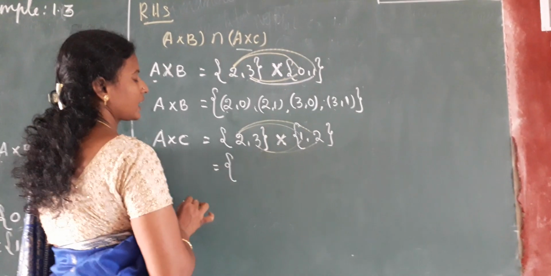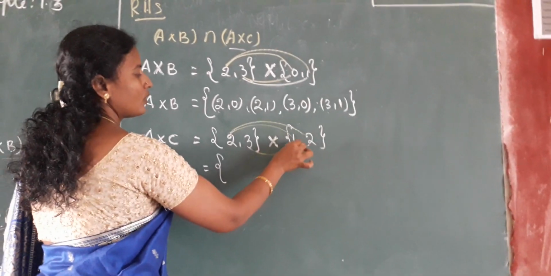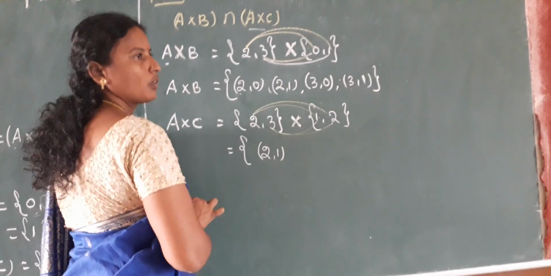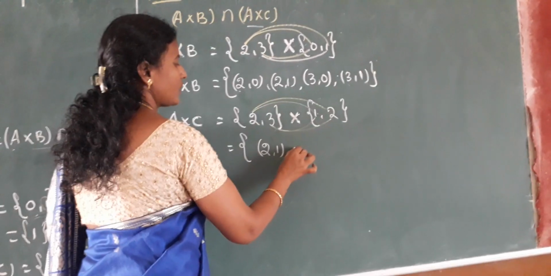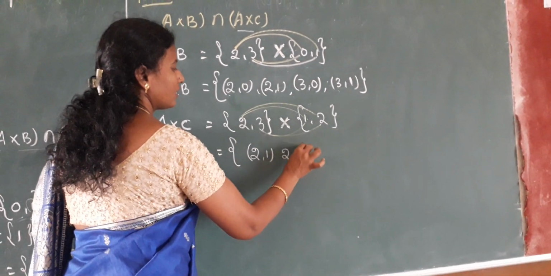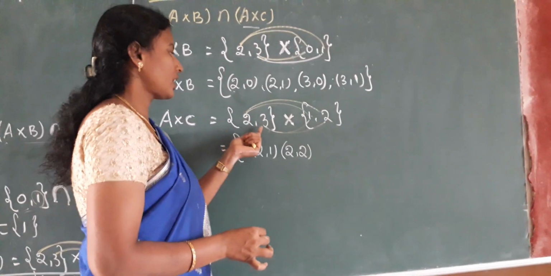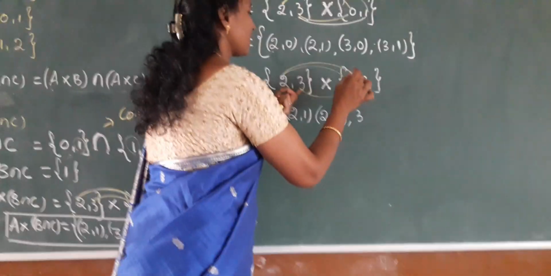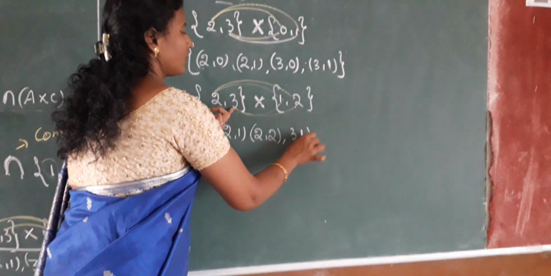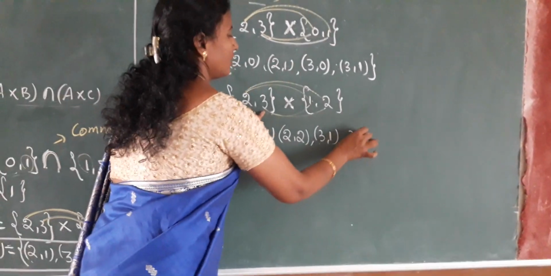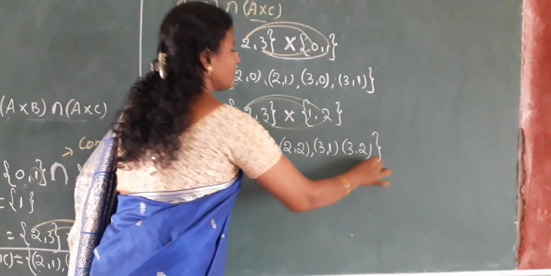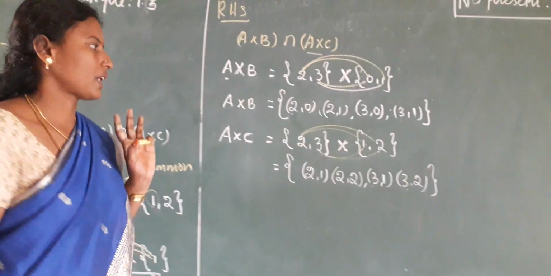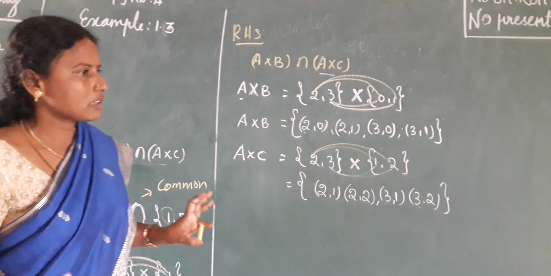Put the bracket and then 2, 1. And then what is the value? Next value 2, 2. And then next take the value 3 and write the C set elements: 3, 1 and 3, 2. This is the order pair. The cross symbol coming means take the order pair. Okay. And then is our aim over?